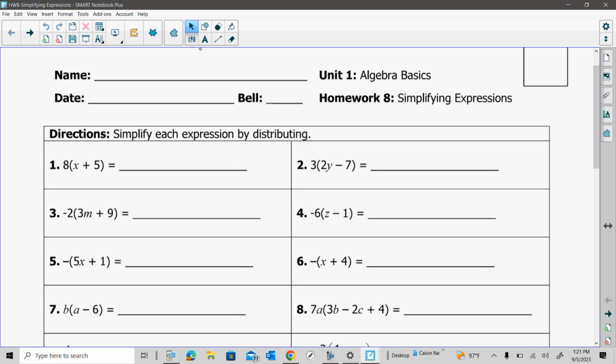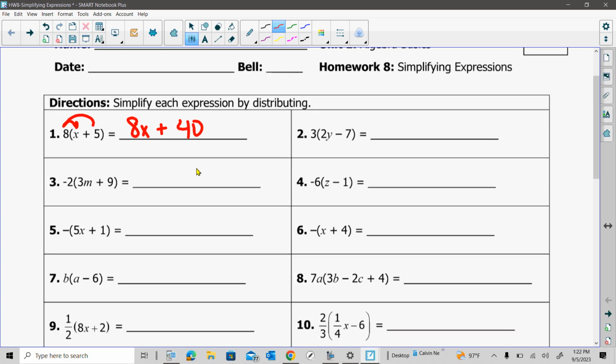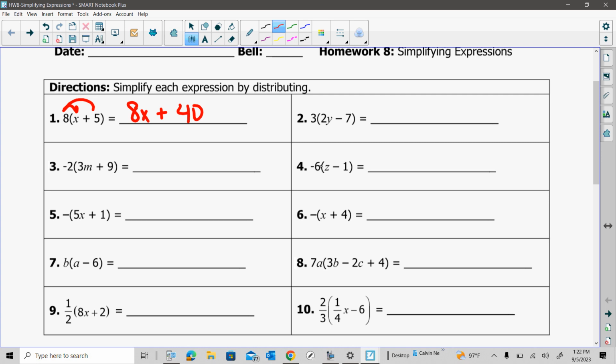All right, number 1. 8x plus 40. Yes, distributive property. Watch your signs. Look at number 4. What is this simplified to? Plus 6. There we go.